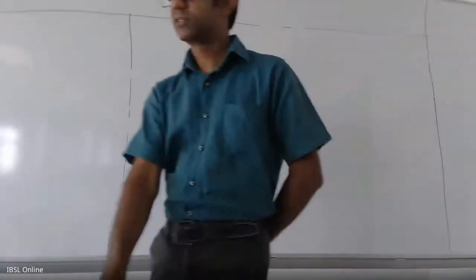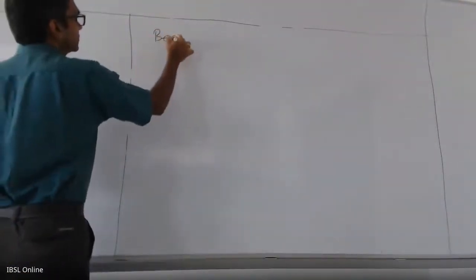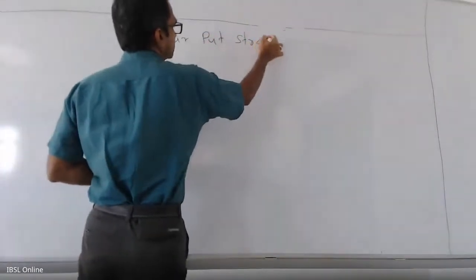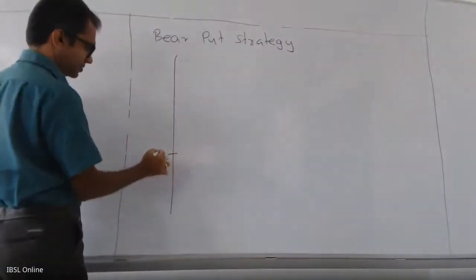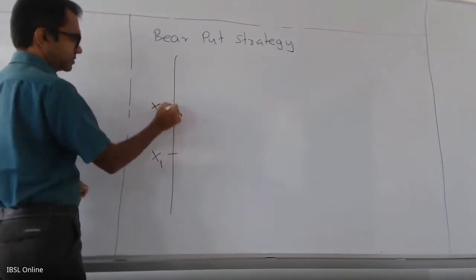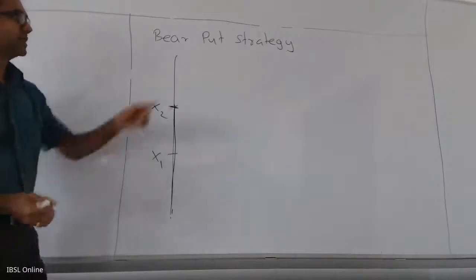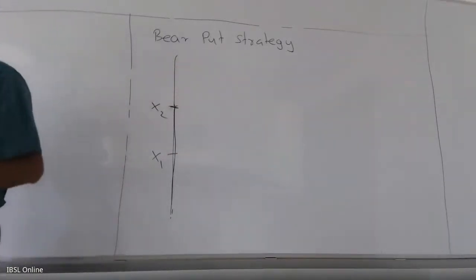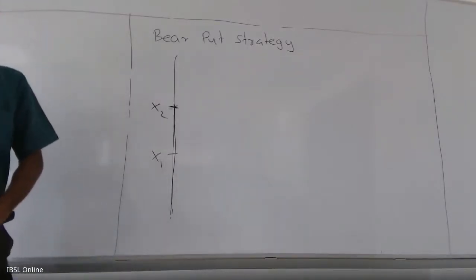Now I'll explain the bear put strategy. In a bear put, what do you do? There should be two strikes. What do you do? It's put. So you buy and sell put options. Which one do you buy, which one do you sell?